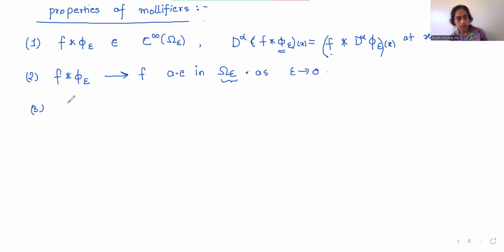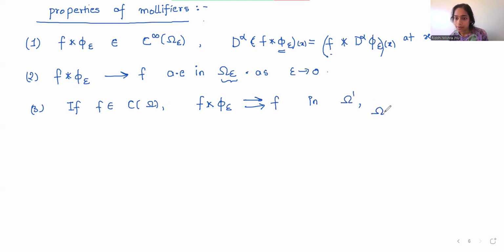Third one is, if your function f is continuous on omega, then this convolution converges uniformly to f in omega prime, where omega prime is compactly contained in omega. This means that if your function is continuous over omega, then the convolution converges locally, converges uniformly to a function locally in omega.